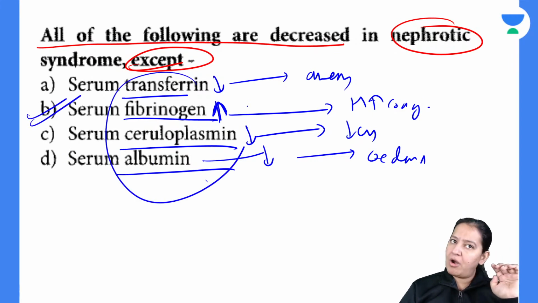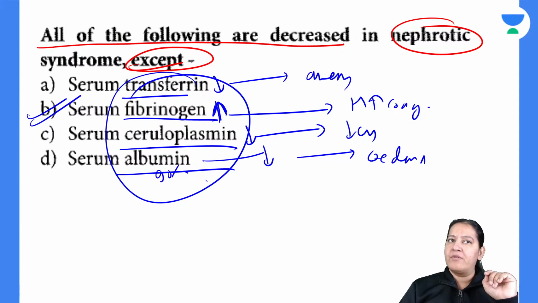Fibrinogen is increased. Rest all are decreased. 90% of the protein is albumin. The rest 10% are these.